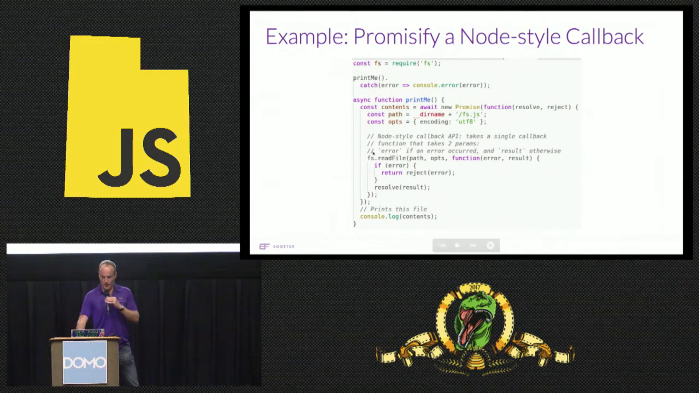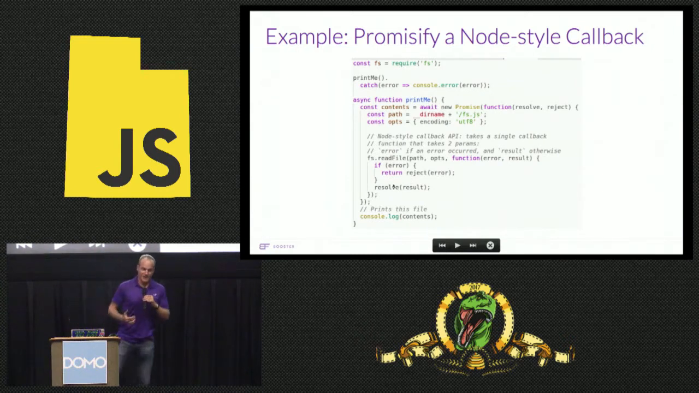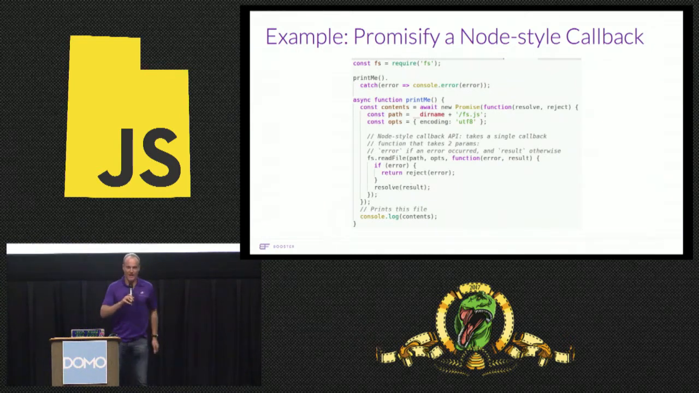And within the promise itself, you're going to use the callback style API to read a file, which happens to be the file that contains this JavaScript code. And when read file calls this callback, you'll either reject with any error that occurred or resolve with the result. And this script will actually print out its own source code, which is pretty cool.